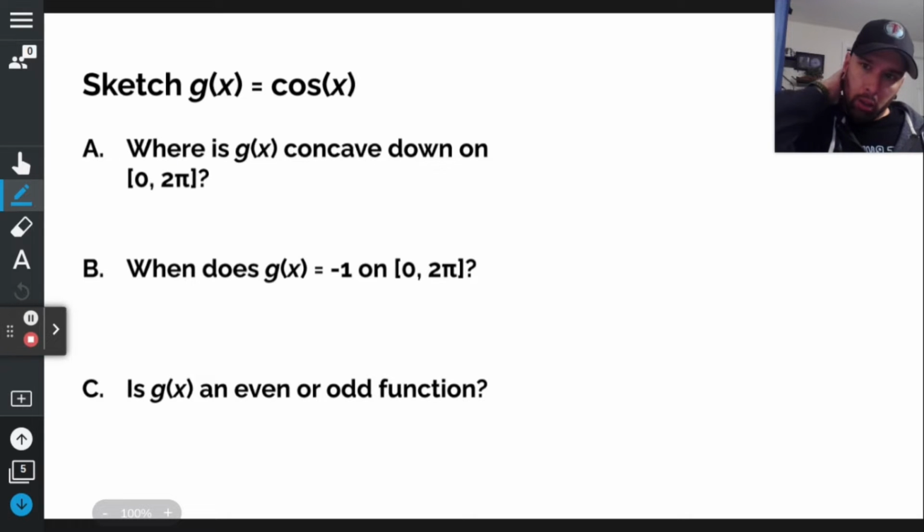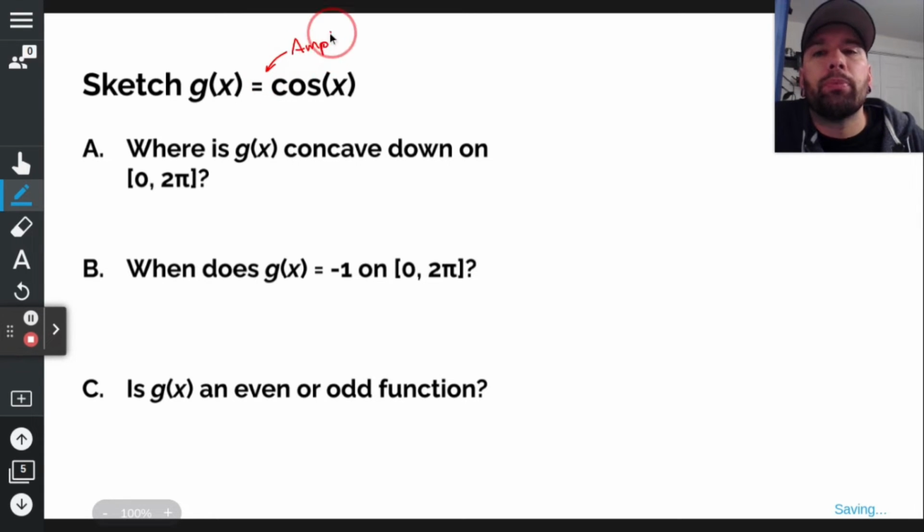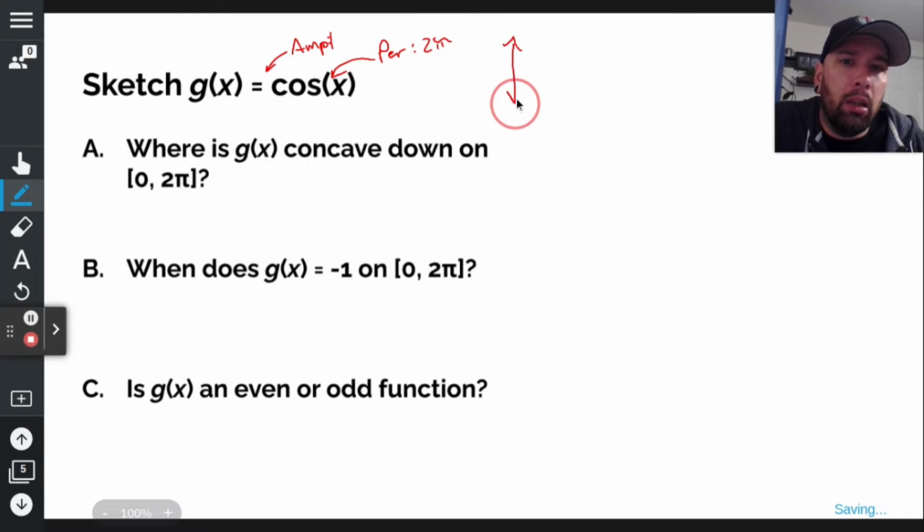Moving on. Sketch g of x equals cosine. We're going to treat this exactly the way we treated the last one. We have an amplitude of an invisible 1. We have a period of 2 pi, as it always is for regular old cosine. And cosine doesn't start at 0, 0. Cosine starts at 1, and then goes down and then repeats itself at 2 pi.